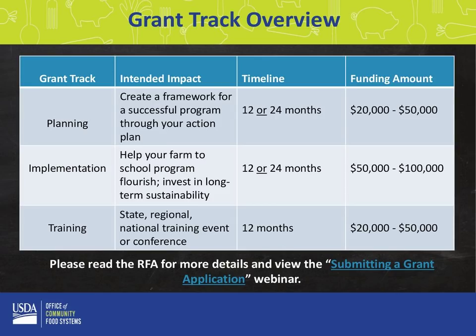Each of the grant track types has a different focus. Planning is really for folks who are beginners. Implementation is for folks who have some experience in farm to school or an existing farm to school program and are really looking to scale and expand on those efforts. And training is really for folks who are trying to host a training that will provide key players in the food system with the tools they need in order to get farm to school efforts going in their community, area, state, etc.